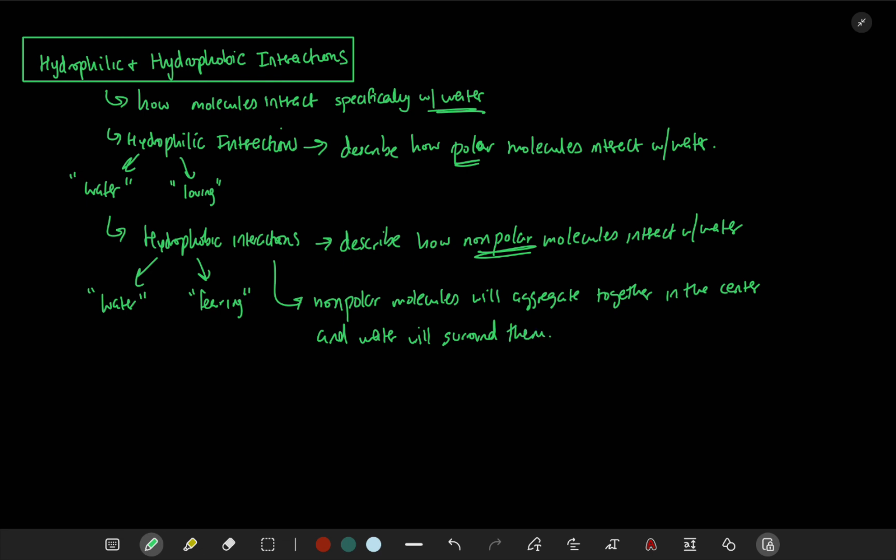Right? So there's really no specific interaction between nonpolar molecules and water. It's mostly interaction between nonpolar molecules that aggregate together and an interaction between the water molecules that surround this aggregate. Okay, and so that's really hydrophilic and hydrophobic interactions in a nutshell. So the main takeaway here is that polar molecules can interact with other polar molecules. Nonpolar molecules will tend to interact with other nonpolar molecules. And this is just hydrophilic and hydrophobic interactions.